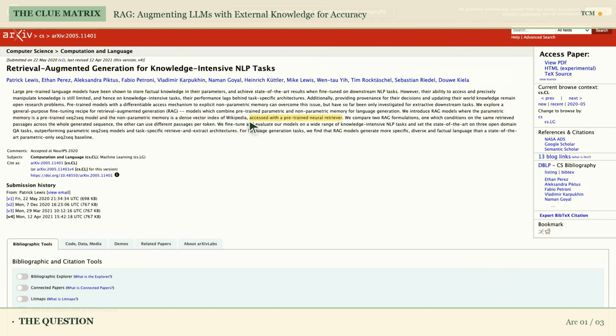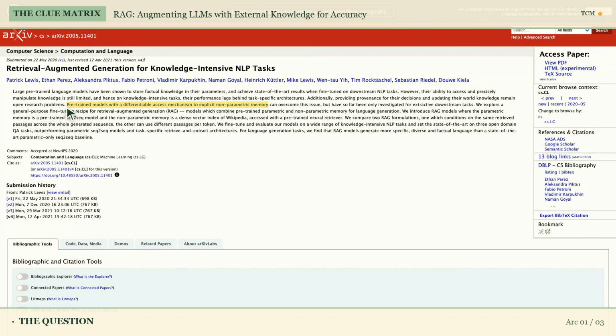Yes, the vector index is accessed with a pre-trained neural retriever. This retriever learns how to find relevant information from the external knowledge base given a query. This connects to our episode on transformers, TCM 003002. The idea of encoding information into vectors for efficient lookup seems very similar.